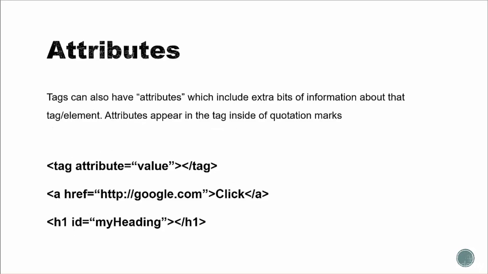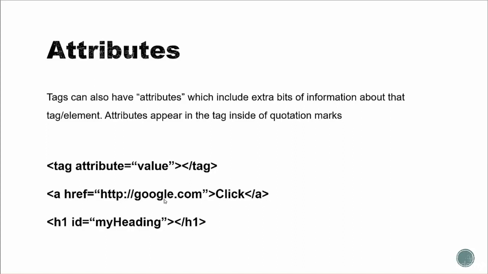So attributes. Tags can also have attributes, which include extra bits of information about that tag or element. Attributes appear in the tag inside of quotation marks. So this is the syntax here. You can see we have a tag, and then we're going to have the name of the attribute and then set that to whatever we want the value to be. So in this example here, we're using an A tag, which represents a link, and we have an attribute called href, and we're setting that to google.com. So that's how we can get the browser to know that this is a link going to google.com.